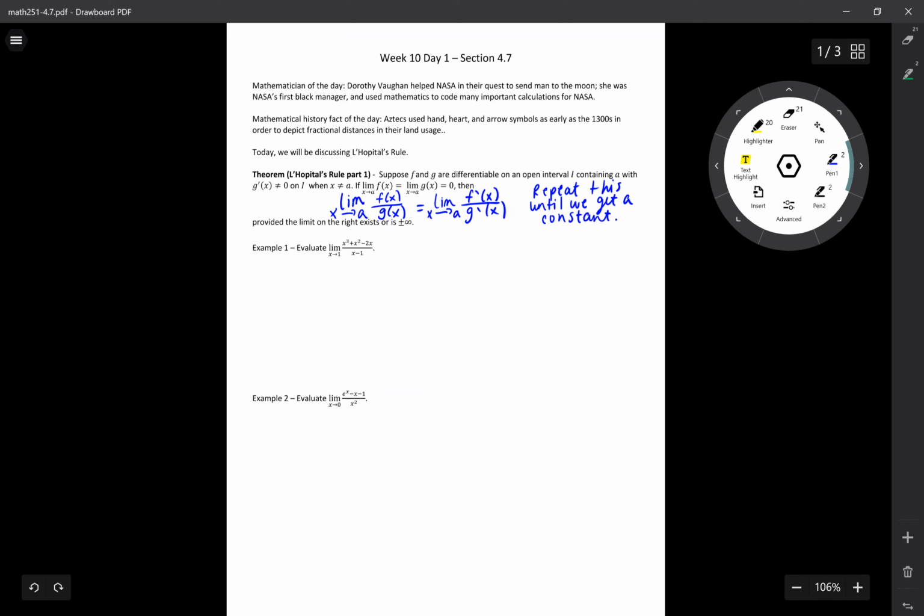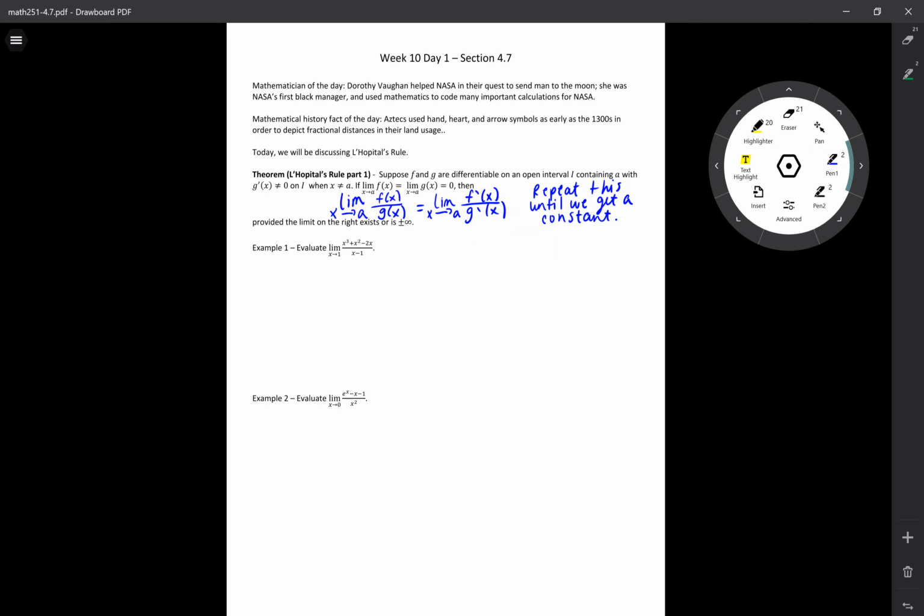I want to note here that this is not the same thing as taking the derivative of f over g using the quotient rule, right? We are not using the quotient rule here in order to take the derivative of f over g. We are simply taking the derivative of the top and dividing it by the derivative of the bottom. So this is not the same as the quotient rule.